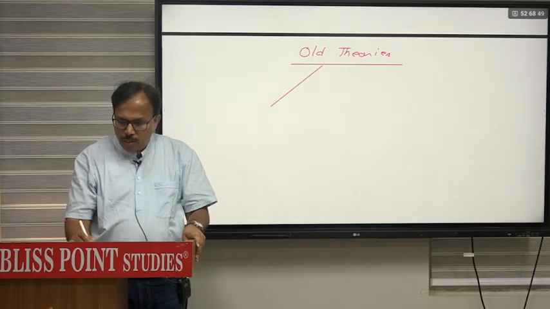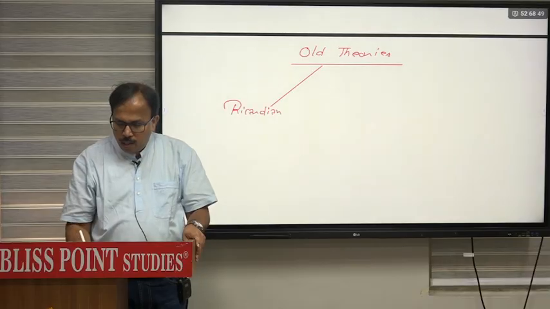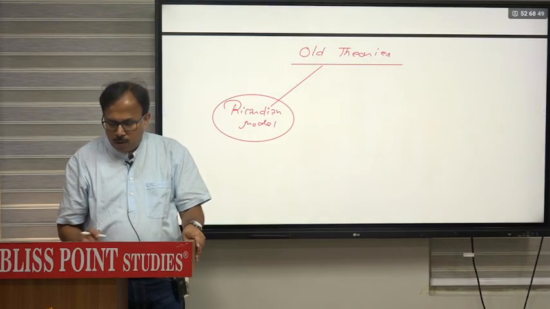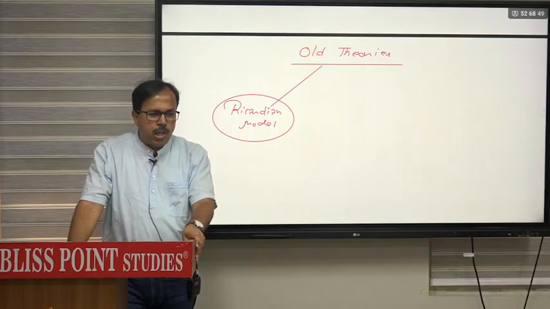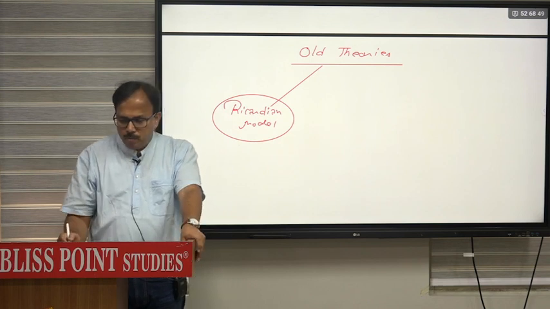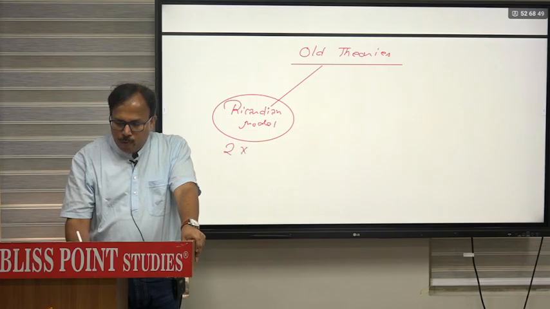We'll start with the Ricardian model. It is the Ricardian comparative cost advantage model. So Ricardo is a classical economist, so the classical concept is there. This Ricardian model is a 2 by 2 by 1 model.